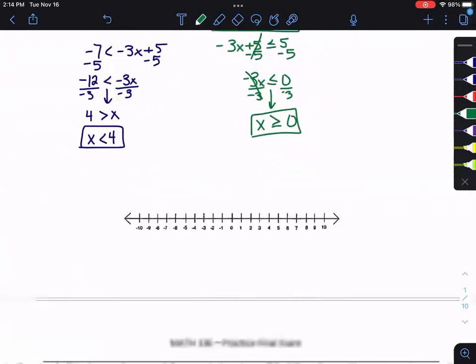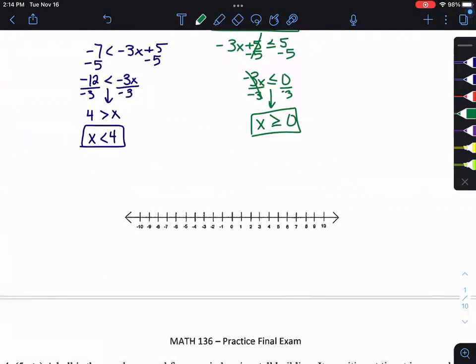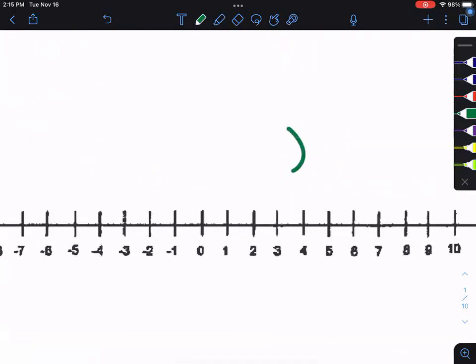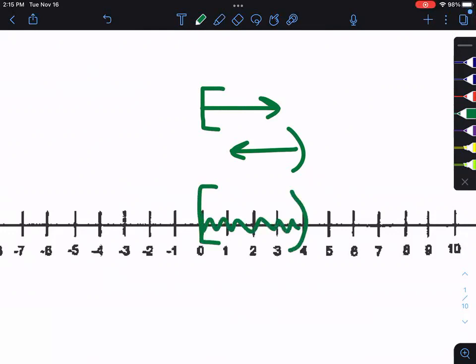So now when we go to our number line, we need values that are less than 4, but greater than or equal to 0. So I need a parenthesis at 4. My arrow's got to go to the left, but I also need a bracket at 0 with an arrow headed to the right. So these are going to overlap here in the middle. So I'm going to bring this down here, parenthesis here, and then our shading would be in the middle.